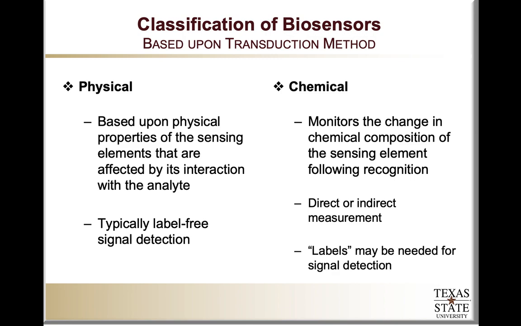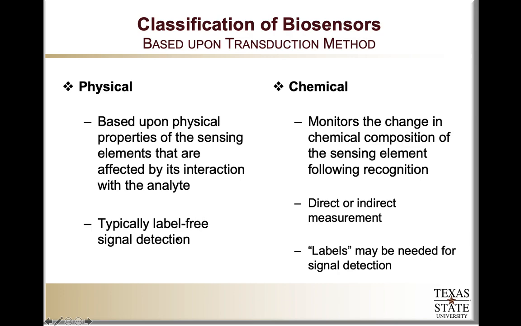All right, the second classification of biosensors is based upon their transduction method. Among those transduction methods, we have physical methods and chemical methods. The physical methods are based on a physical property of the sensing element that is affected through the interaction with the analyte, and these are typically label-free signal detection methods.